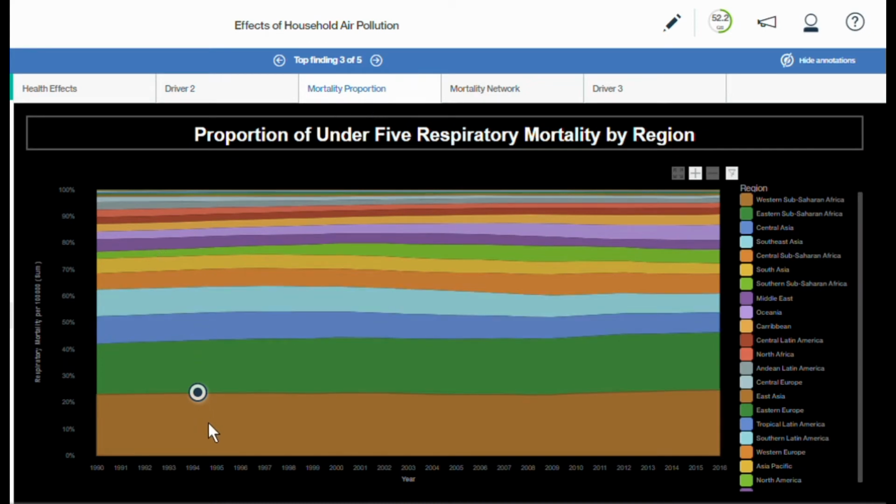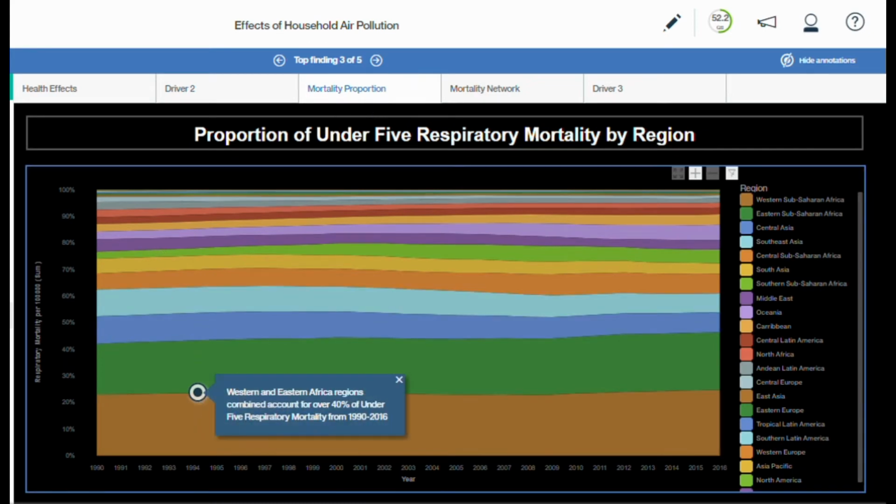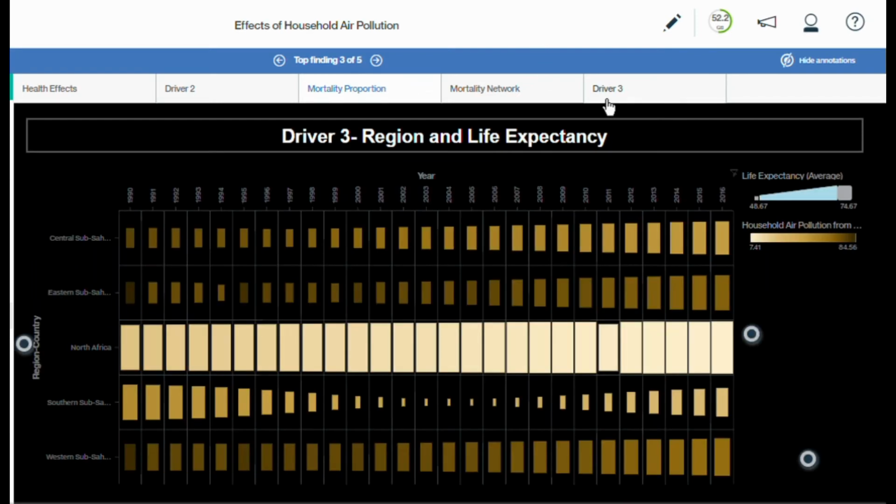Western and Eastern African regions in brown and green consistently account for over 40% of under 5 respiratory mortality throughout 1990 to 2016. Intervention to the 2 regions will have a profound effect on the issue. Driver 3, region and life expectancy. As household air pollution decreases, depicted by lighter colors, life expectancy increases, shown by size of box. While illustrating an association trend between declining HAP and life expectancy, the visual also identifies anomalies within the data that reflect outside causes of lowered life expectancy, such as an AIDS epidemic in Southern Africa.